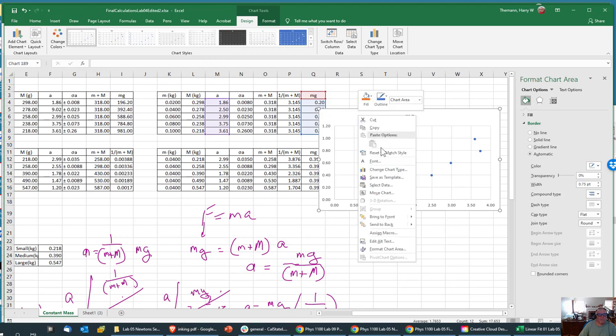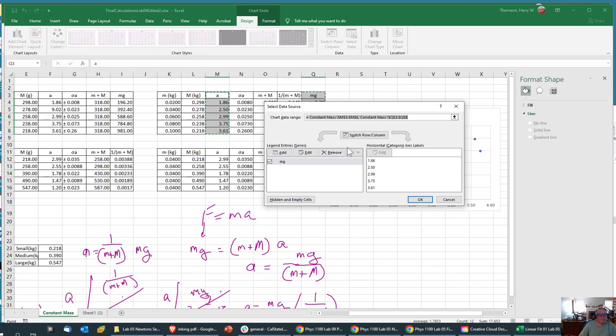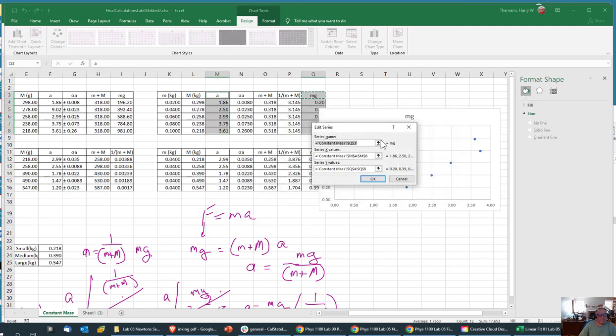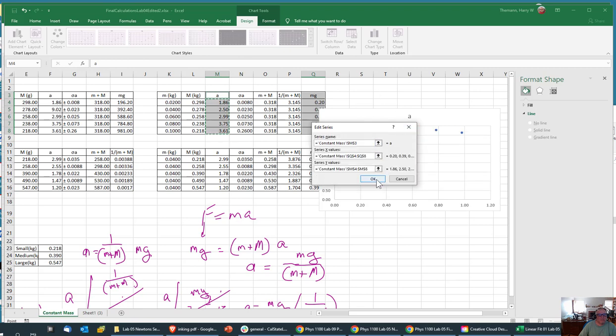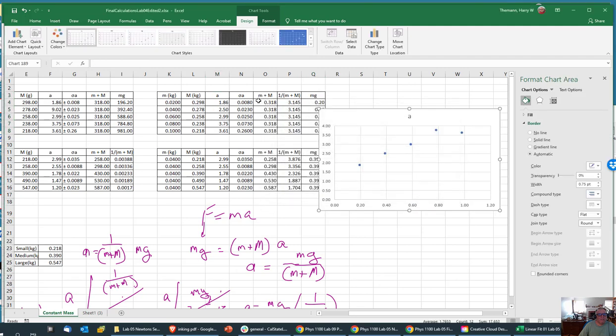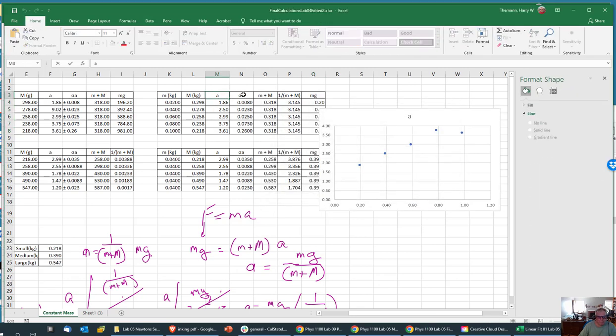So I have to select data and edit. So this is my A, and now we need these x values to be mg and the y values to be a. Nice. And great. And we'll say OK. And in fact, we can even say A for constant mass. That looks nicer.